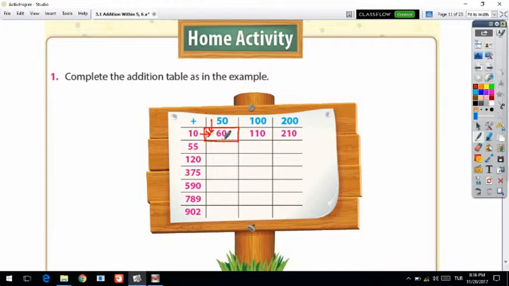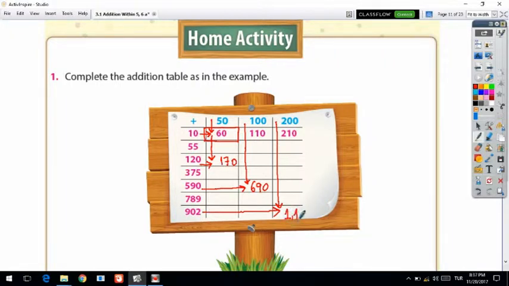Now let's solve some of them. So for example, 120 is coming from here and 50 is coming from here. So 50 plus 120 is equal to 170. Okay, now let's look at the 590 coming from here. Then 100 coming from up. So 100 plus 590, 690. Okay, let's look at the last one. 902 plus 200. What number shows 202?